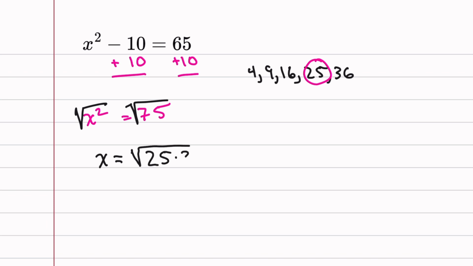Same thing, right? And now I'm going to use our AB property, separate it into the square root of 25 times the square root of 3. The square root of 25 is just plus or minus 5, and I leave the square root of 3 just as it is. And that's our final answer.